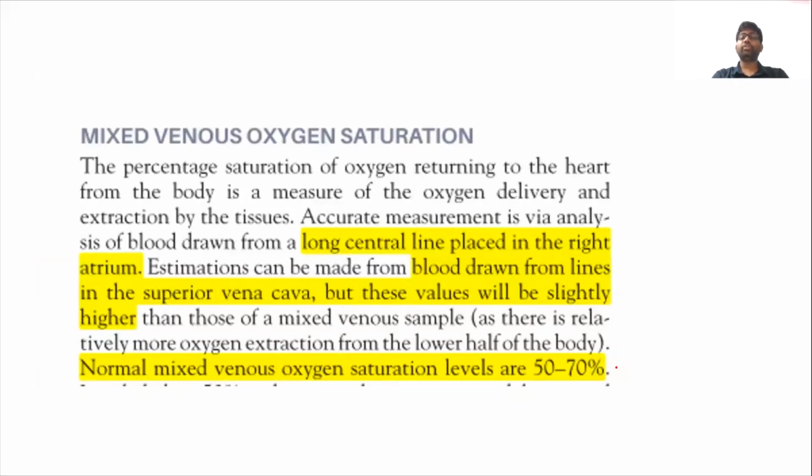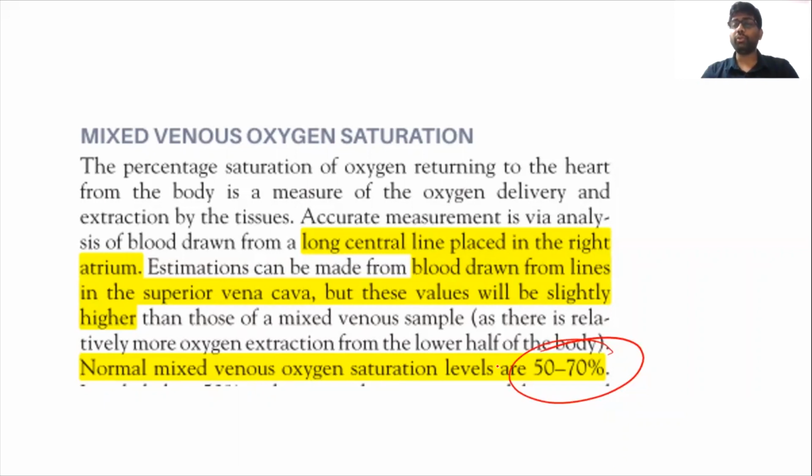Now, regarding the mixed venous oxygen saturation, there are a few questions that you have to keep in mind. The mixed venous oxygen saturation is basically the concentration of oxygen in the venous blood. Normally, it is about 50 to 70%. Now, when do we expect less than 50% oxygen saturation in the venous blood? When the oxygen delivery to the tissues is less. In most types of shock, hypovolemic, cardiogenic, or distributive shock, we get this less than 50% mixed venous oxygen saturation.